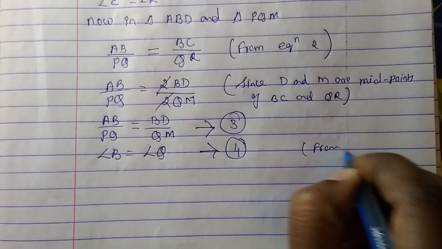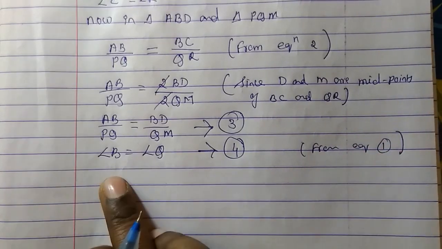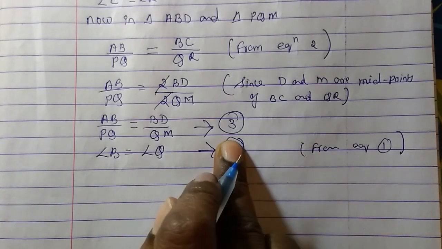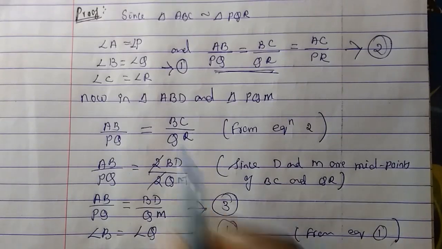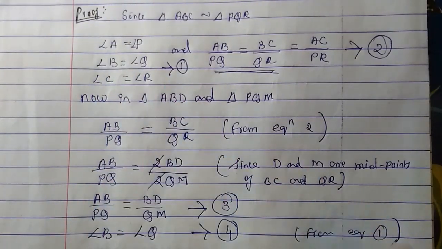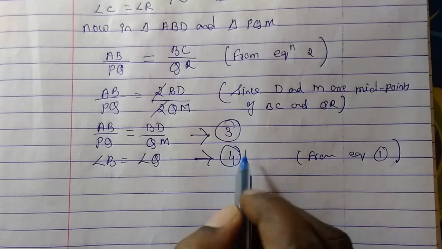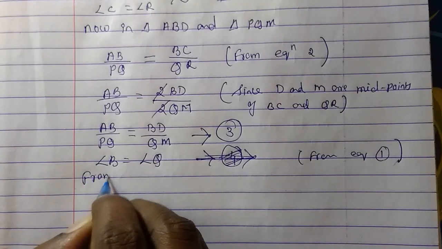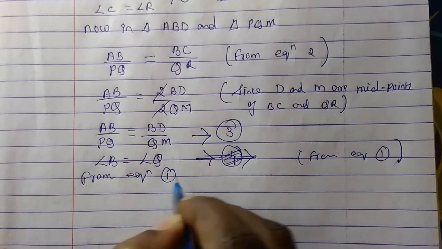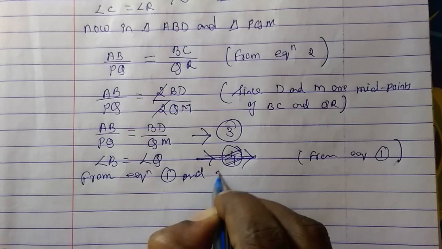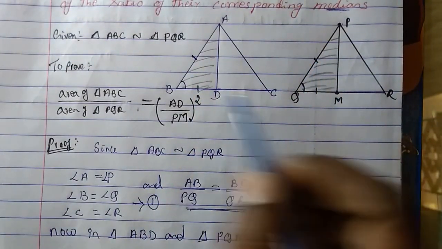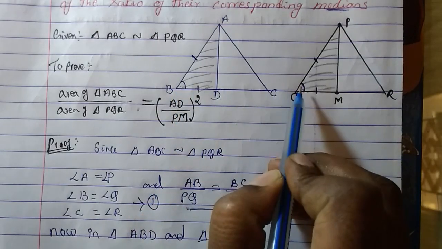Okay, so this you consider as equation 4. This we got from equation 1, that angle B is equal to angle Q. Or you don't need to give the equation here, because already in equation 1 we have written that angle B is equal to angle Q. So here you can write from equation 1. So can we say that now from equation 1 and 3, what do we have? In 3 we have proved that these two sides of the ratios are equal. And then in equation 1 we have that angle B is equal to angle Q.